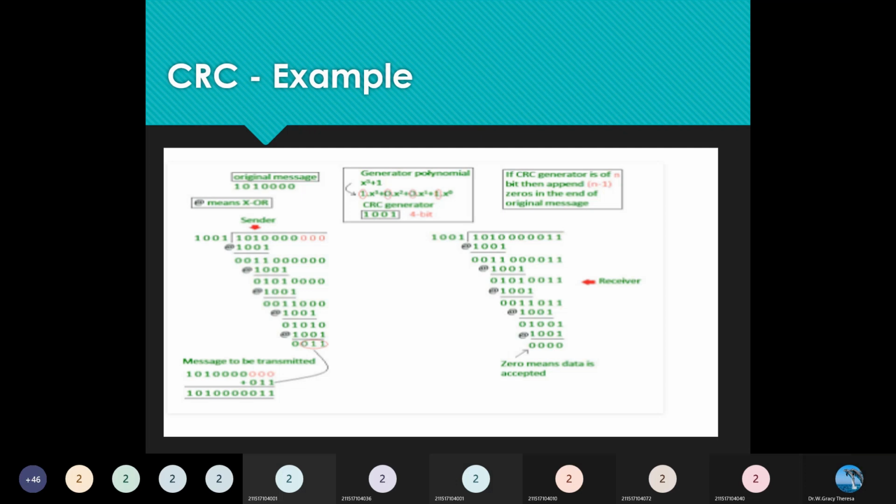If he gets a remainder of 0, then from this we come to the conclusion that the data to be received is pure data with no error. Otherwise, the data will be rejected. If there is no remainder, the data will be accepted. Otherwise, it will be rejected. So this is the case of CRC, cyclic redundancy check. This is very, very important.